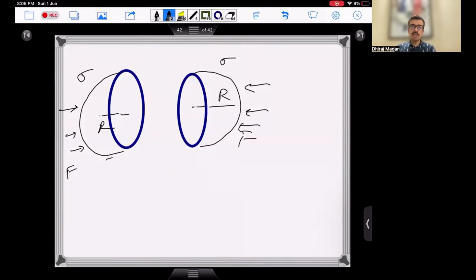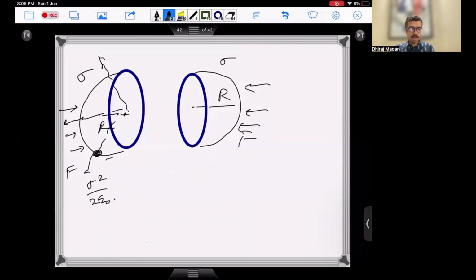Right. So let's compute the force which is required to hold one single hemisphere. So if I want to compute that force, the idea is that at every point there is a pressure which is being experienced, which equals sigma square over 2 epsilon naught. This is the pressure which is experienced at every patch over here.